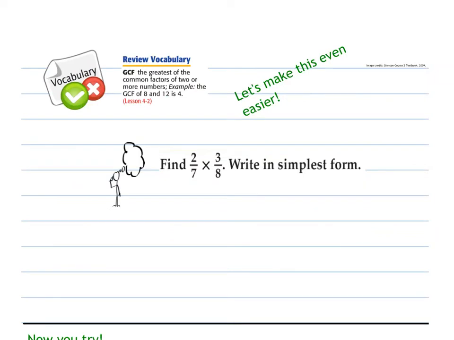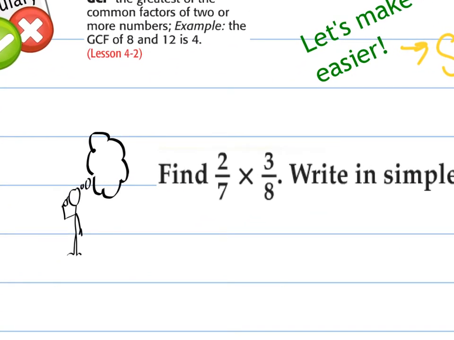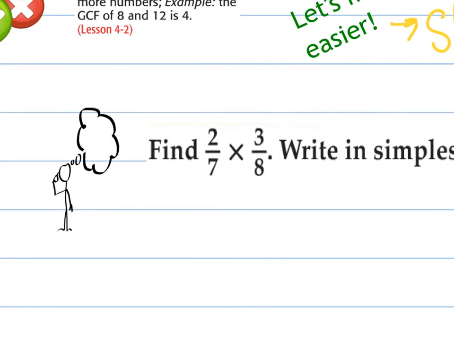Okay, now there's a way to make this even easier by looking for what I call shortcuts. What we're going to do is look at these fractions that we're going to multiply, and see if there's any numbers that we can divide them by or simplify. So if we have something like 2 7ths and 3 8ths, you could multiply 2 times 3 and then 7 times 8, but then you're going to have to simplify at the end.